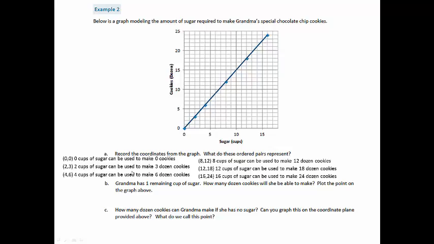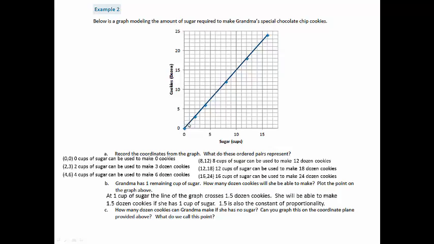Let's look at a specific one. Grandma has 1 remaining cup of sugar. We want to know how many dozen cookies she will be able to make. Well, if she has 1 remaining cup of sugar, here's 1 cup of sugar. If we follow this up to the line, it looks like the line crosses right here at 1 1/2. So at 1 cup of sugar, the graph crosses at 1 1/2 dozen cookies. She will be able to make 1 1/2 dozen cookies if she has 1 cup of sugar. There's the point. It's kind of big the way I drew it.